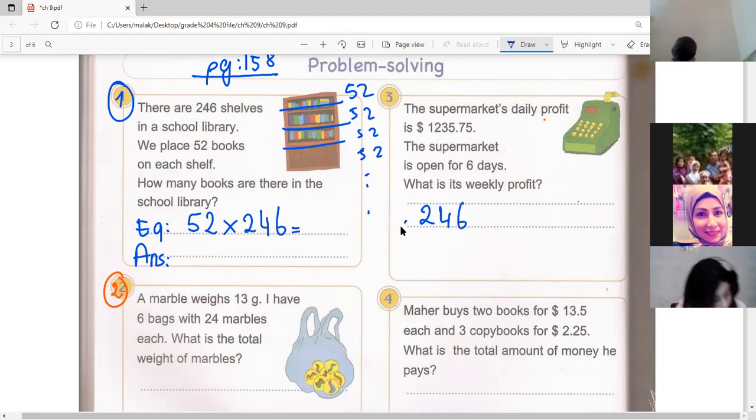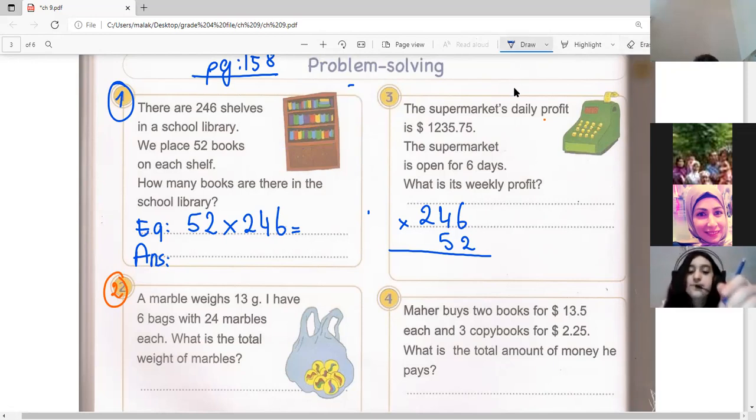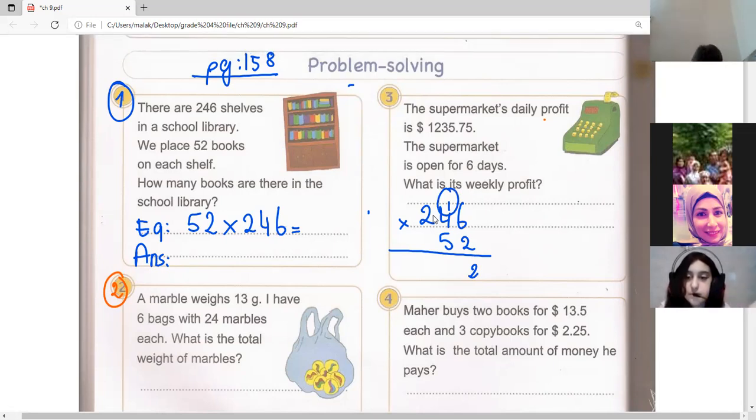I'm going to switch them in multiplication, no problem. Let's arrange it. Yalla Jawad. 2 times 6, 12. So 2 down and we carry 1 up. Yes. 2 times 4, 8.